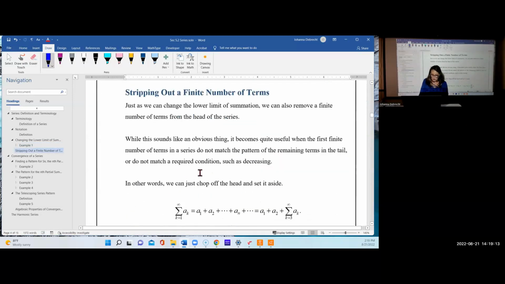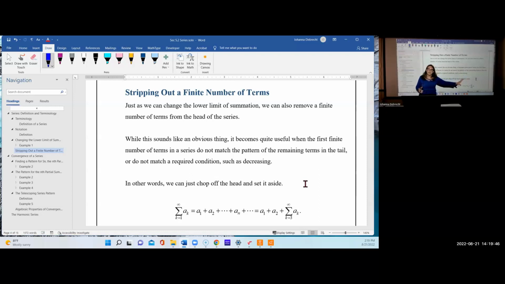The next thing that we want to learn how to do is to strip out a finite number of terms. Now, why might this be important? When you're stripping out a finite number of terms, remember that we talked about the fact that when you have a sequence, an ordered list of values, the head of the sequence, the first finite number of terms, and it could be 10 billion, it could be a lot, but the first finite number does not affect the convergence of the sequence, that only the tail affects whether or not it converges.